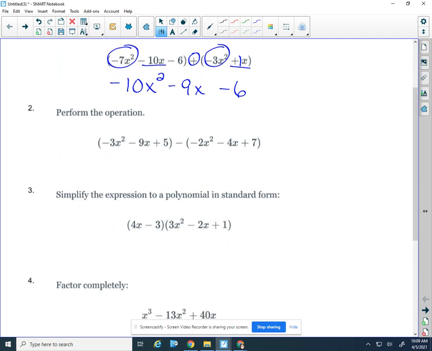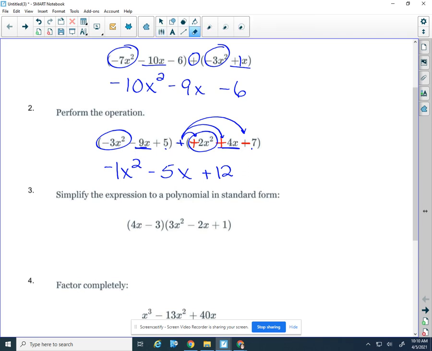Now for number 2, we're subtracting. And what you have to do is distribute this negative to each term. So this ends up becoming a plus, that's a plus, and this ends up being a minus. Then you combine like terms again, and this turns into a plus. Negative 3x squared plus 2x squared is negative 1x squared. Negative 9x plus 4x is a minus 5x. And 5 plus 7 is 12.